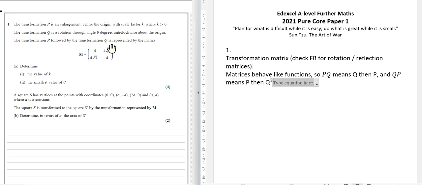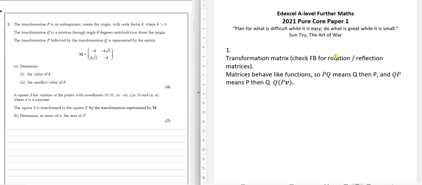I can see this because if we apply Q and P to a vector V, then effectively this is equivalent to applying the matrix P to vector V, and then applying the matrix Q to the result of applying P to V. So keeping track of what that represents is going to be useful for me. It tells me I need to find the value of K and the smallest value of theta.